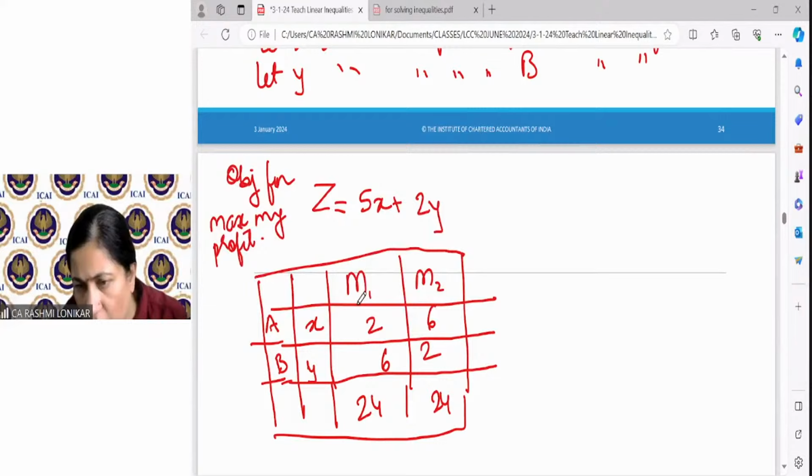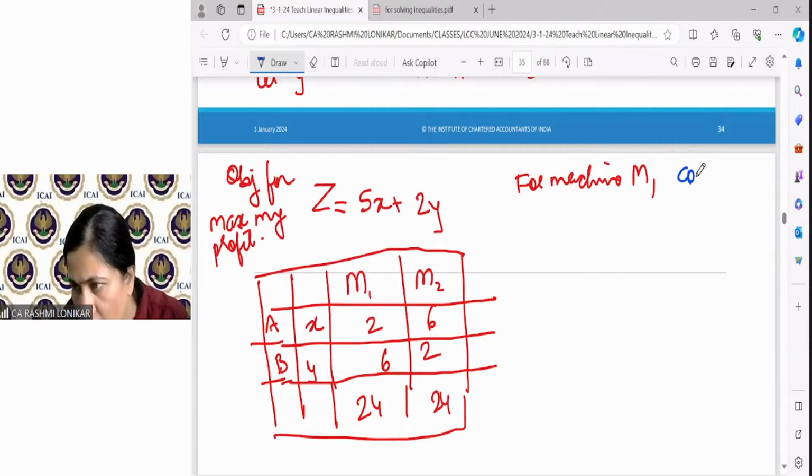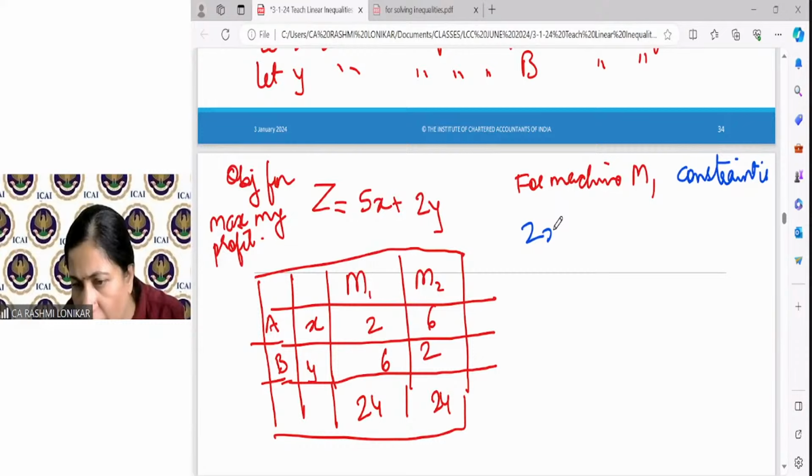For machine M1, what is the constraint? These are known as constraints. A constraint is what is the maximum I can do. 2x plus 6y is less than or equal to 24.